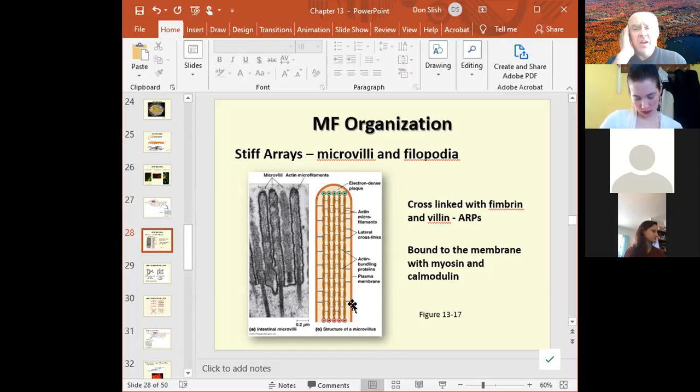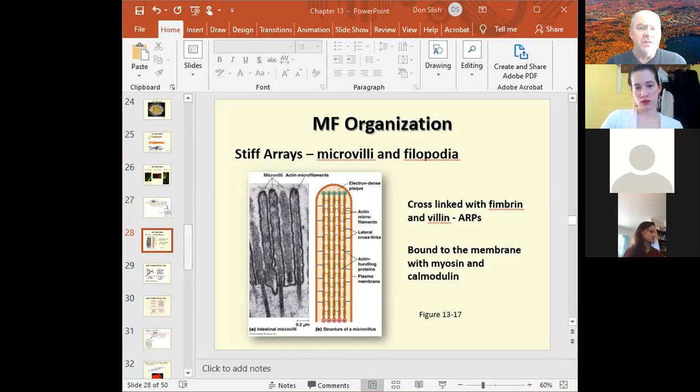Plasma membrane, keep this in mind, I say this a lot, but phospholipids will not stay in a plasma membrane structure unless they're held that way. If you took all the cytoskeleton out, your plasma membrane would collapse into vesicles. So this structure is holding that membrane in place. The cross-linking proteins here in microvilli and filopodia are fimbrin and villin. I think alpha-actinin also. Let me look at this real quick.